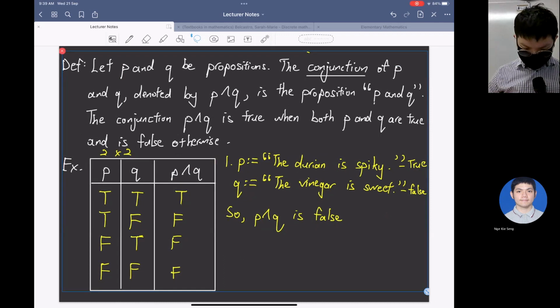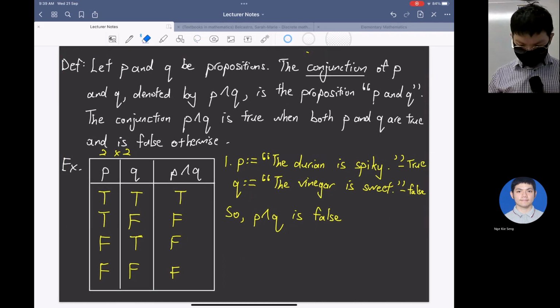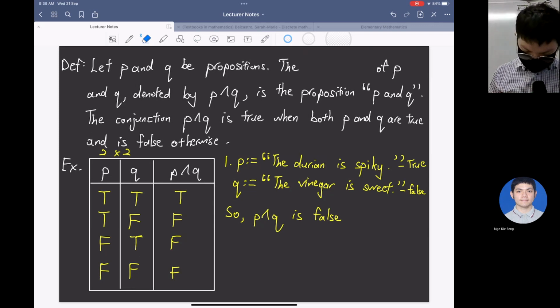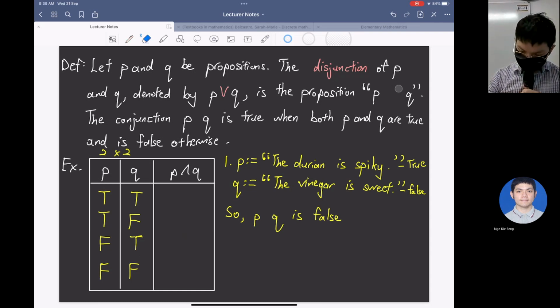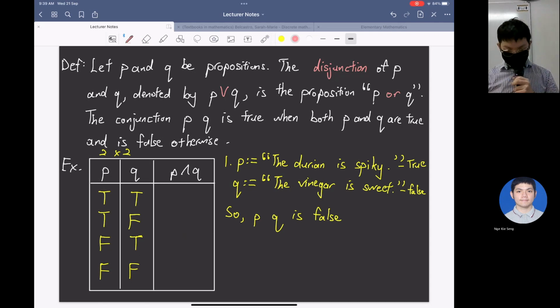Okay, the next thing in the series is "or". We'll define what is "or". Let P and Q be propositions, similarly. We have two propositions and we want to introduce "or", which is called the disjunction. We write this notation here, an inverted hat, and it is called P or Q, the disjunction.